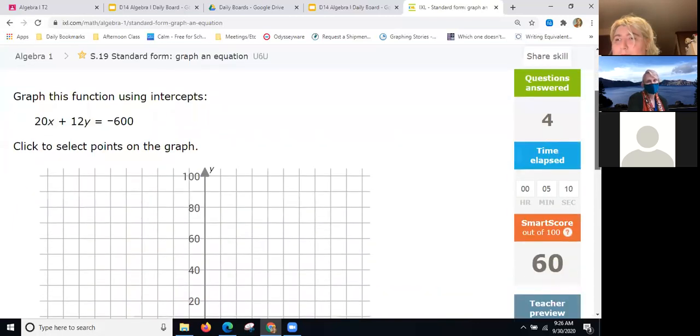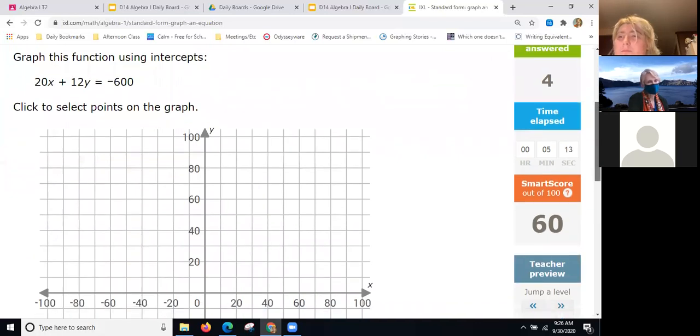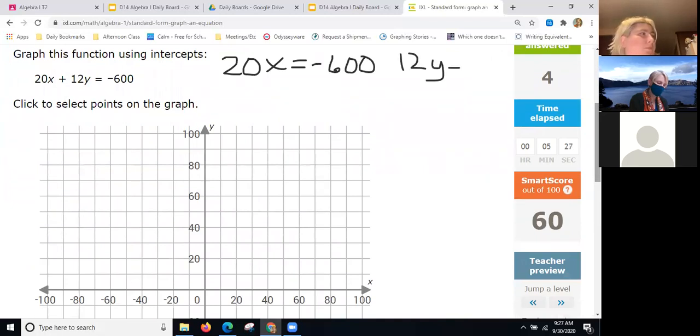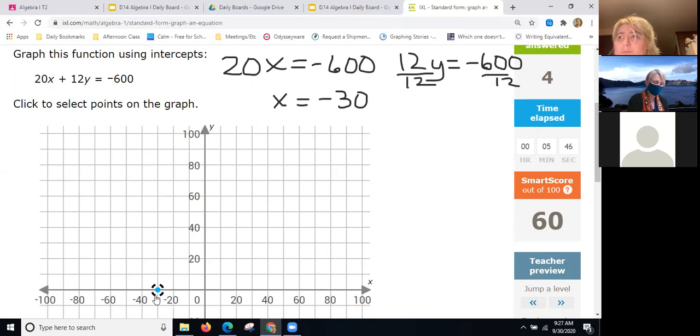You're going to see that they start giving you some bigger numbers. It's still the same process. So for the x, we have 20x is equal to negative 600. And to find the y, I'm going to be doing 12y is negative 600. So negative 600 divided by 20 is negative 30. And that says x equals, so I'm going to put it on the x line. And for the y, negative 600 divided by 12, I get negative 50.